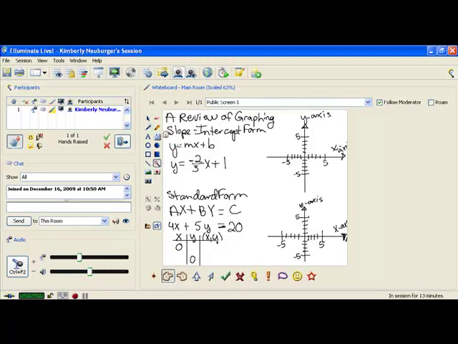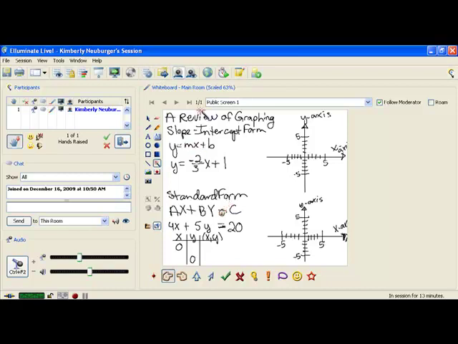One form is slope-intercept form, where you have y by itself, and then you have the slope times x plus b, and b is always your y-intercept. The other form, which you will graph in a different manner, is the standard form, and for this you have some number times x plus some number times y equals some other number.